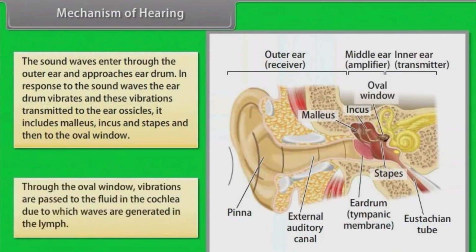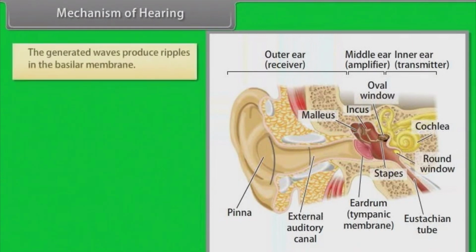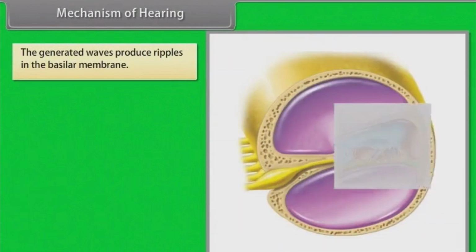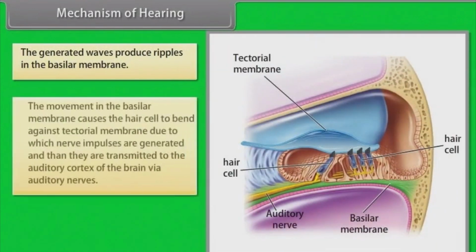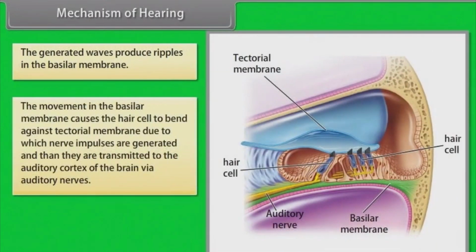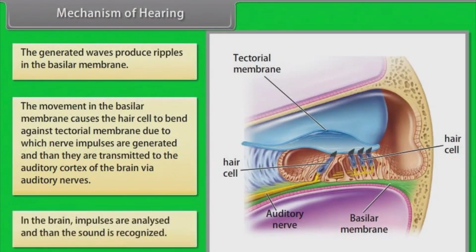Through the oval window, vibrations are passed to the fluid in the cochlea, due to which waves are generated in the lymph. The generated waves produce ripples in the basilar membrane. The movement in the basilar membrane causes the hair cells to bend against the tectorial membrane, due to which nerve impulses are generated and transmitted to the auditory cortex of the brain via auditory nerves. In the brain, impulses are analyzed and then the sound is recognized.